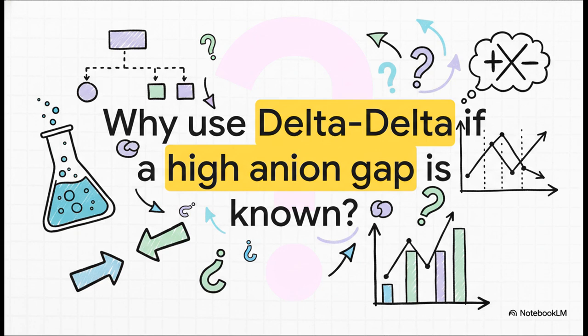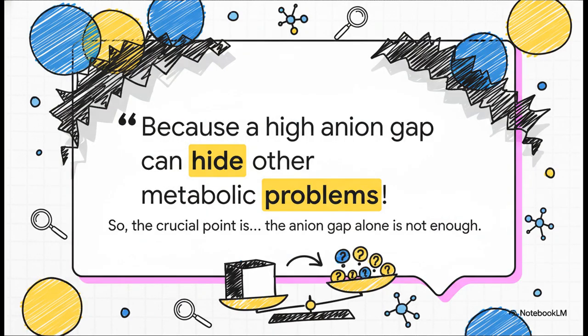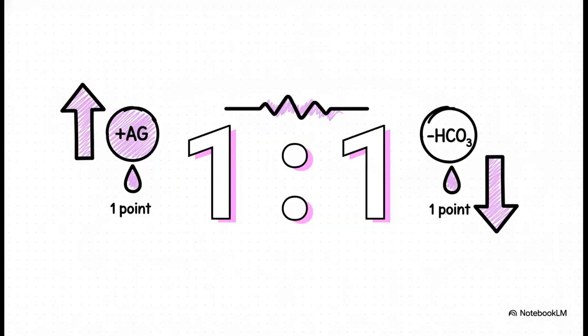Okay, let's move on to the really high-yield calculation for your top-tier exams, the delta-delta ratio. But you might be thinking, why do we even need this if we already know there's a high anion gap? Because a high anion gap can hide other metabolic problems. And that's the key takeaway. Relying only on the anion gap is a classic rookie mistake. It's not enough.